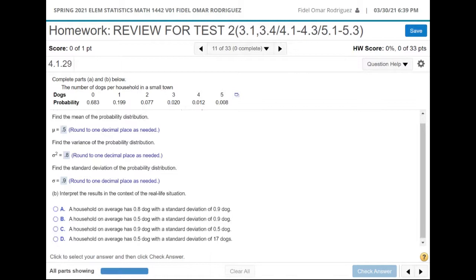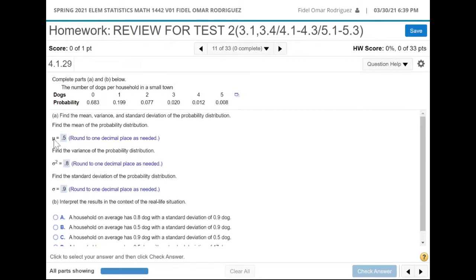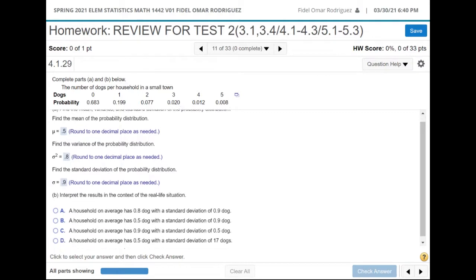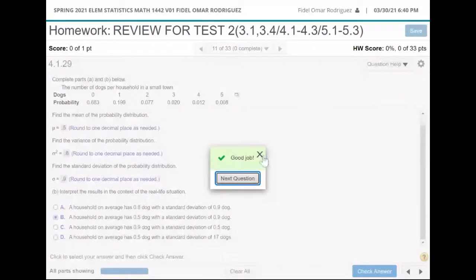And okay, now it's asking me how I would interpret the results in the context of a real life situation. One thing I want to mention here: remember the mu is my average, right? And the standard deviation is 0.9. So my average is 0.5 and my standard deviation is 0.9. I'm going to look for the one that says the average is 0.5 with a standard deviation of 0.9. I think it's going to be choice B, average of 0.5 with a standard deviation of 0.9. I'm going to check, and we got it.